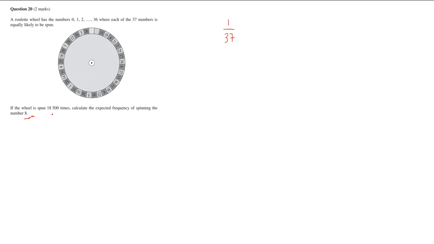Now the question is asking how many times, so in one attempt, you expect it to appear 1 over 37. That's the chance of appearing in one attempt. And then they're asking how many times it's going to appear in 18,500 attempts. So all you need to do is multiply it by 18,500 and you will get the answer, which is 500 times. Too easy.